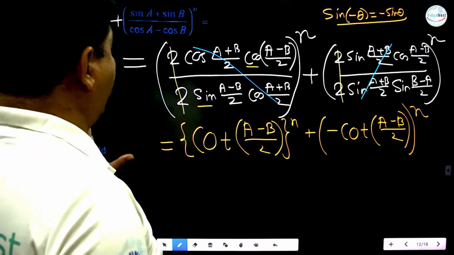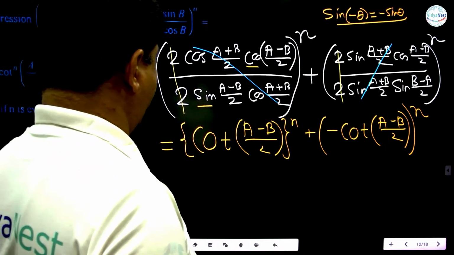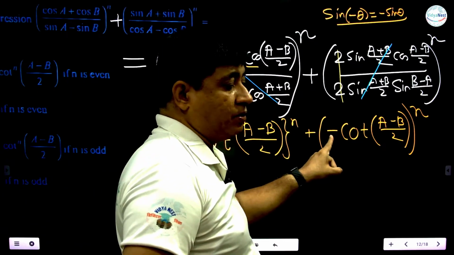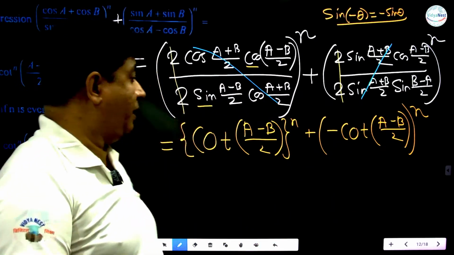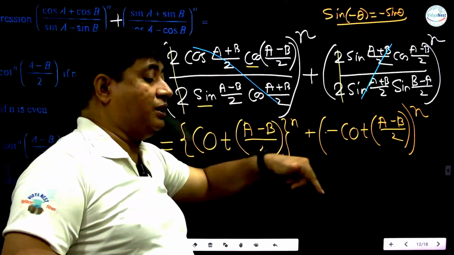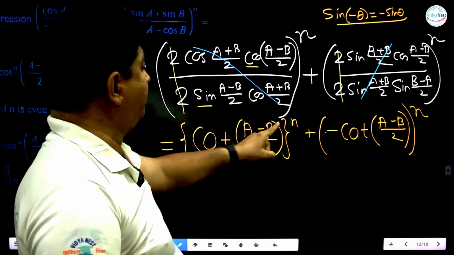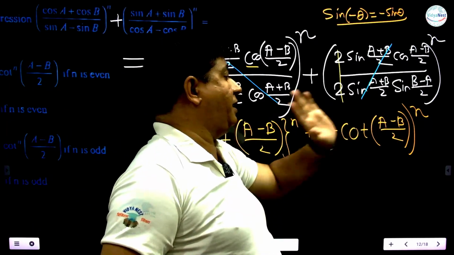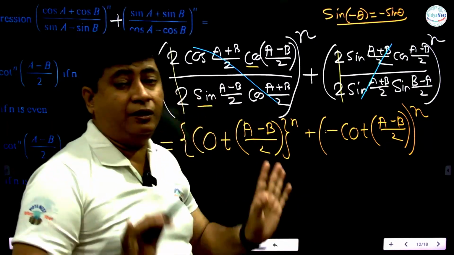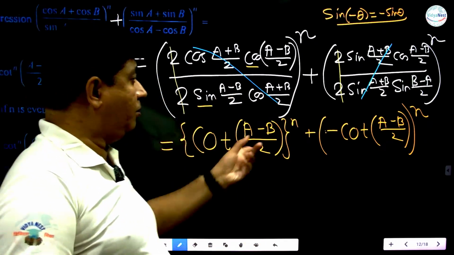See, now two things can happen. If n is even, this minus will be absorbed, and if n is odd, minus will remain and these two terms will get cancelled. अगर both दोनों जो exponent है अगर even हो जाए, यहाँ पे जो माइनस है ये माइनस नहीं रहेगा, प्लस हो जाएगा। क्यों?